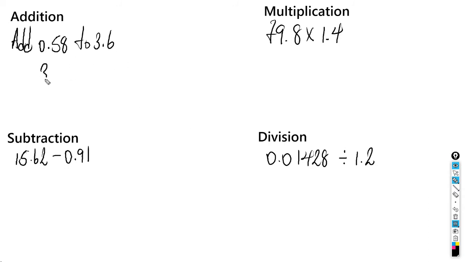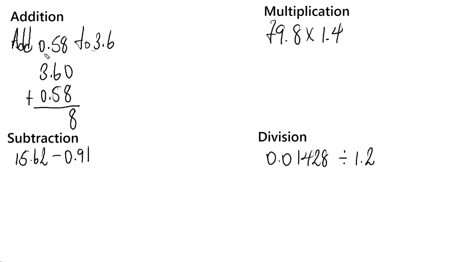We're gonna add 3.6. I always use the bigger one first. To 0.58. So let's add that. We're gonna get a 0 here, 8, right? 5 and 6 gives us 11.